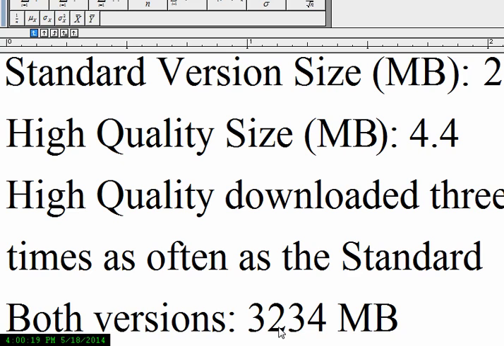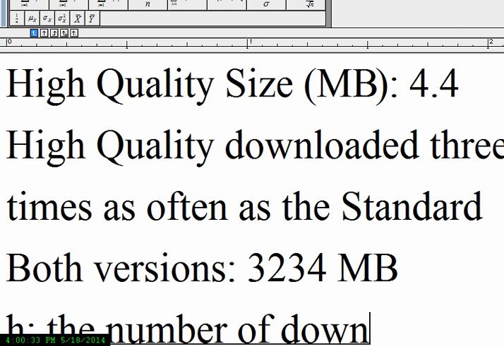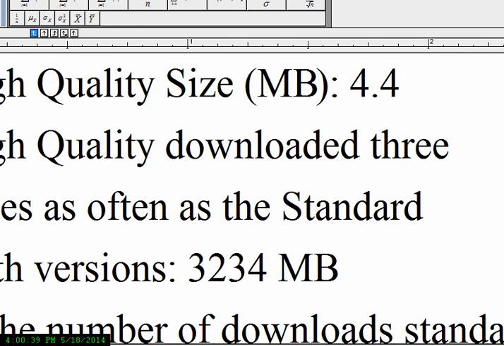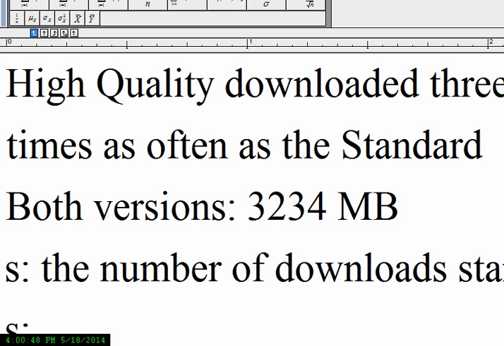So I'll let S stand for the standard version and H stand for the high quality version. So S will be the number of downloads for the standard, and H should be for the high quality.